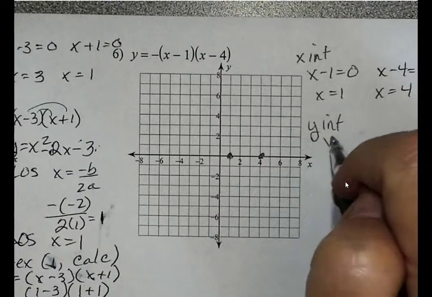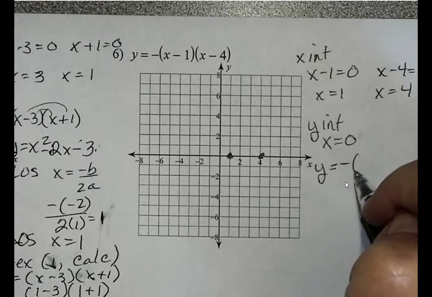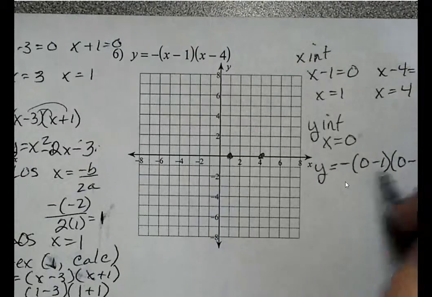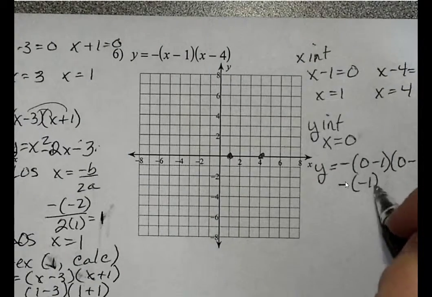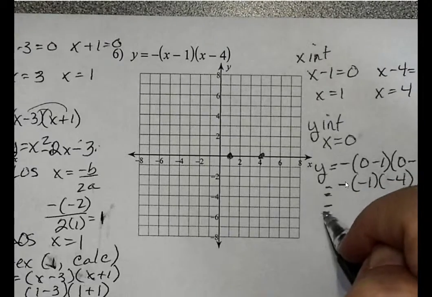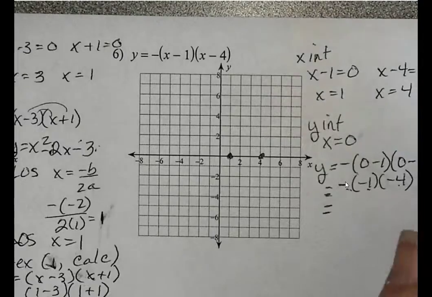I know when I find my y-intercept, x is equal to 0, so I can say y equals the opposite of 0 minus 1 times 0 minus 4. It's going to be the opposite of negative 1 times negative 4. So the opposite of negative 1 is positive 1, times negative 4 is negative 4.